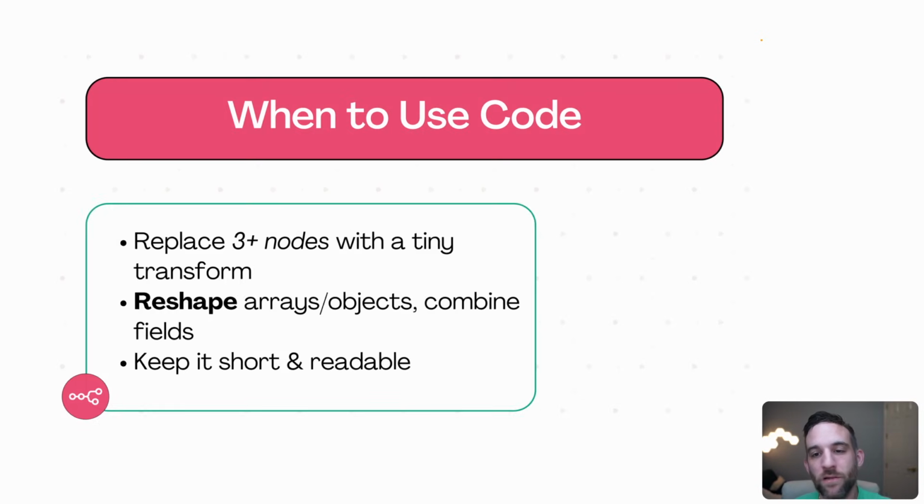So when do you need to use code? Well, typically, if the code can replace a few other nodes, then that's great, because the code can transform all those nodes and make your flow look simpler and possibly just really be simpler in general. This also allows us to more easily reshape arrays and objects and other types of data and combine them and transform them and do other things with that data. And this allows you to keep it short and readable, although code nodes can become quite big. But if that's the case, you probably need to move them into separate nodes themselves.